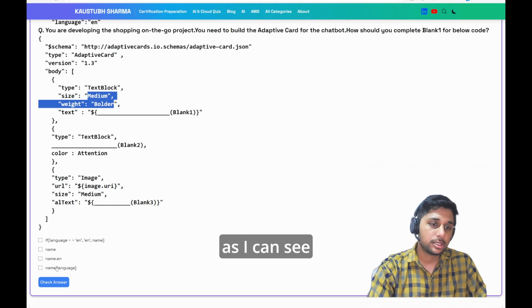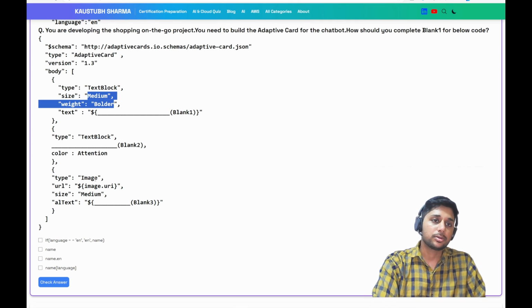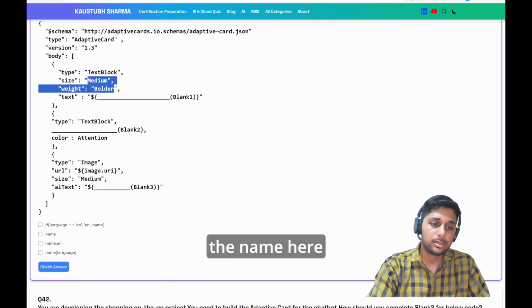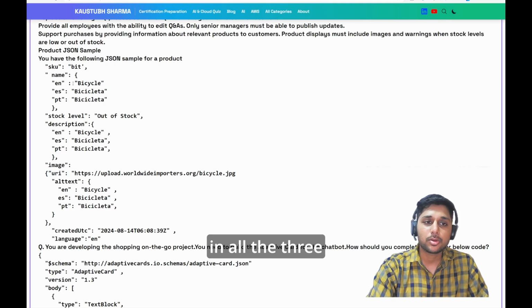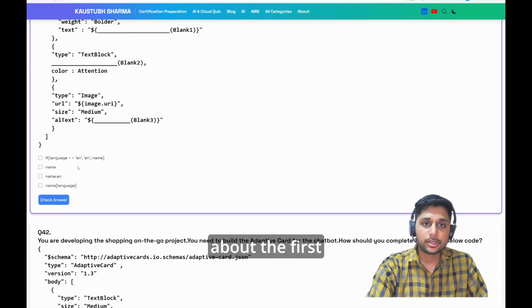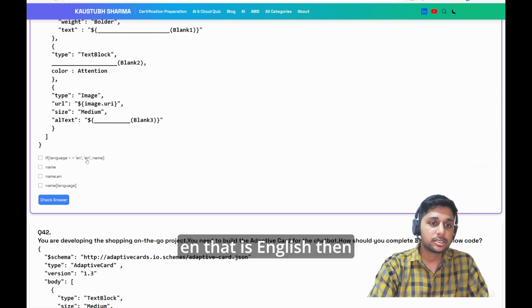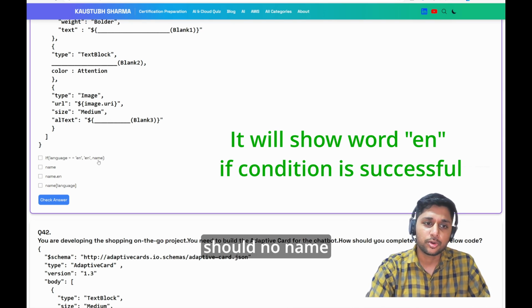As I can see, all of these options have the name in them, so definitely what we are thinking is correct. We want to first display the name here. But how are we going to display the name? We want to display in all the three languages, right? So let's check the first option. The first is if language equals en, that is English, then it should show English, and if it is not equal, then it should show no name.